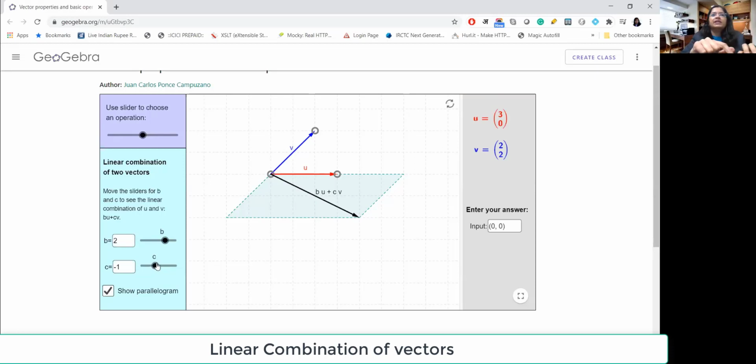So for example, c is the scalar which multiplies the vector v. If I increase the value of c, you see, the linear combination is changing. The area of the parallelogram has increased now. So you can play around and find out what happens if you change the value of that scalar to a positive or negative value. For example, suppose I stop here. Now you can also change the value of this scalar and you can play around with this.